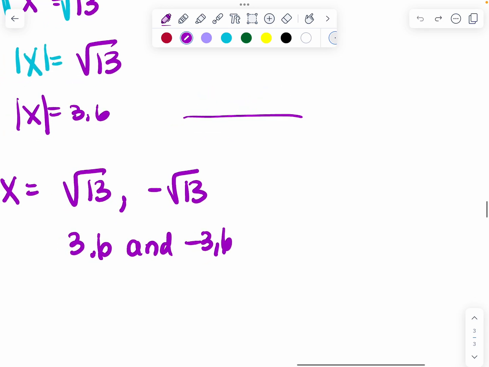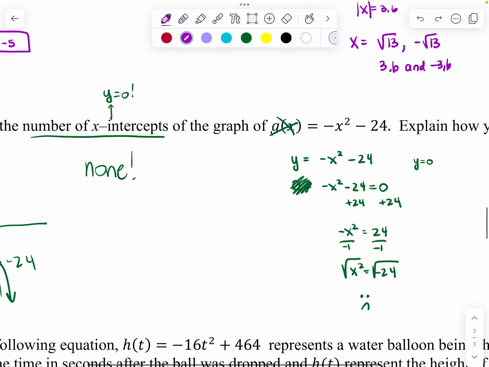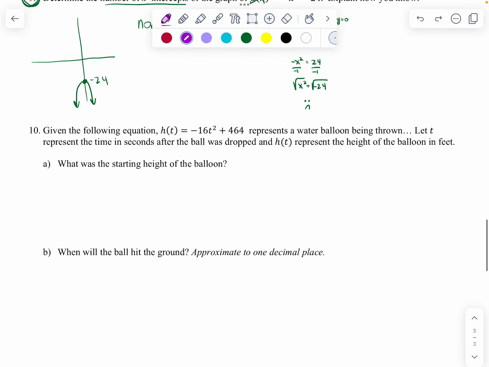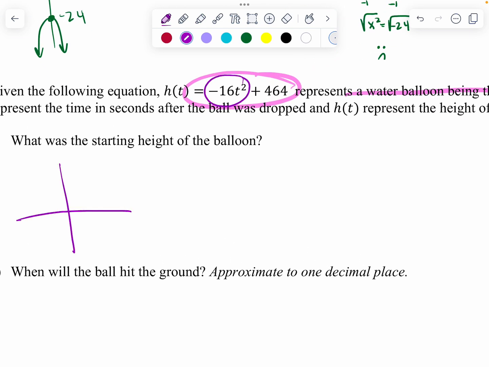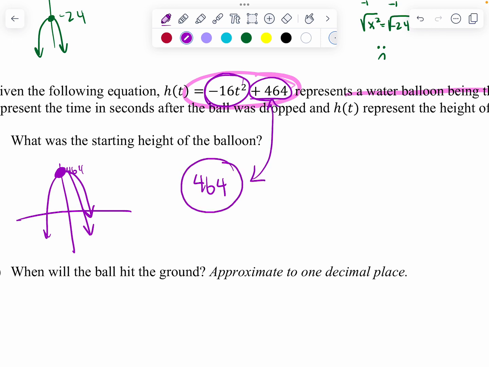Okay, so last problem then, I think. Given the following, there's a water balloon being thrown. Here's your equation. Guess what I'm going to do? I'm going to sketch it. Upside down parabola up 464. What was the starting height of the balloon? This is where we threw it from. So 464. It's obviously the back number. It's your y-intercept, so that one shouldn't be too stressful. You're just putting that back number as your starting height, which makes a lot of sense.